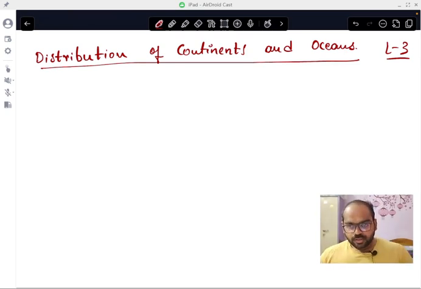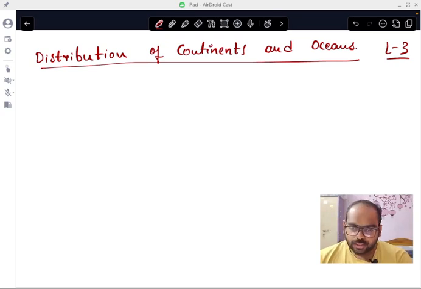Okay, in previous classes, we have learned about latitudes and longitudes, and after that, in second class, we have learned about origins of the universe and evolution of the Earth. Before jumping into interiors of the earth, the earthquakes and volcanoes, we have to learn about how continents and oceans are formed, and after that we will learn about interior of the earth.